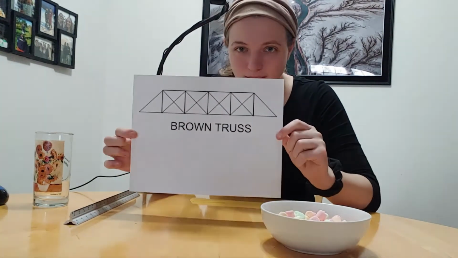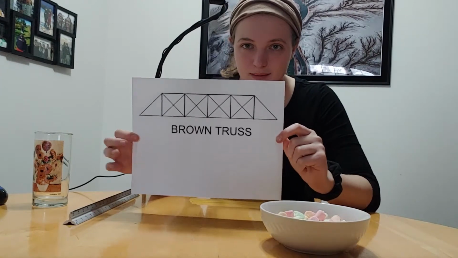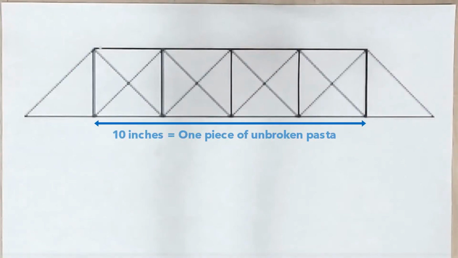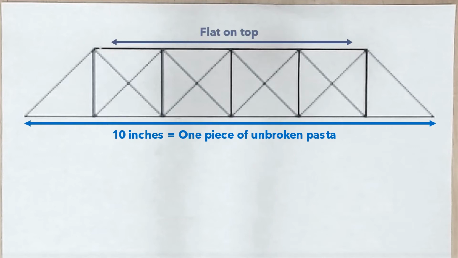The first thing that we need to do is pick our truss design. You can either use one of the pre-printed designs that I provided, or you can make your own. If you make your own, just remember that the bottom length needs to be 10 inches, and also you want to put a flat top on your design, so no arches on the top. This is because it's just going to make testing the bridge a lot easier, because that flat area will give you a place to stack items on top of it.